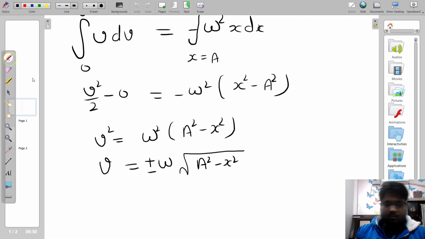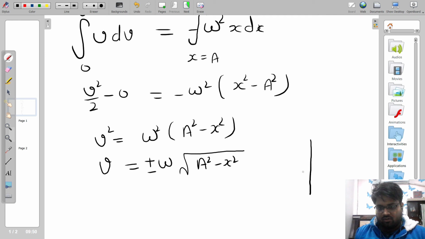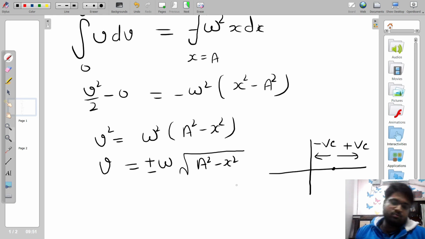Now a question can be asked, why the two values of velocity here? Suppose at any displacement the particle is here, from this position it can go either way. It can go forward, it can go backward. So for forward the velocity value is positive, and for backward the velocity value is negative. So v is equal to plus omega root a square minus x square when it is moving in the positive x direction, and v is equal to minus omega root a square minus x square when it is moving in the minus x direction.